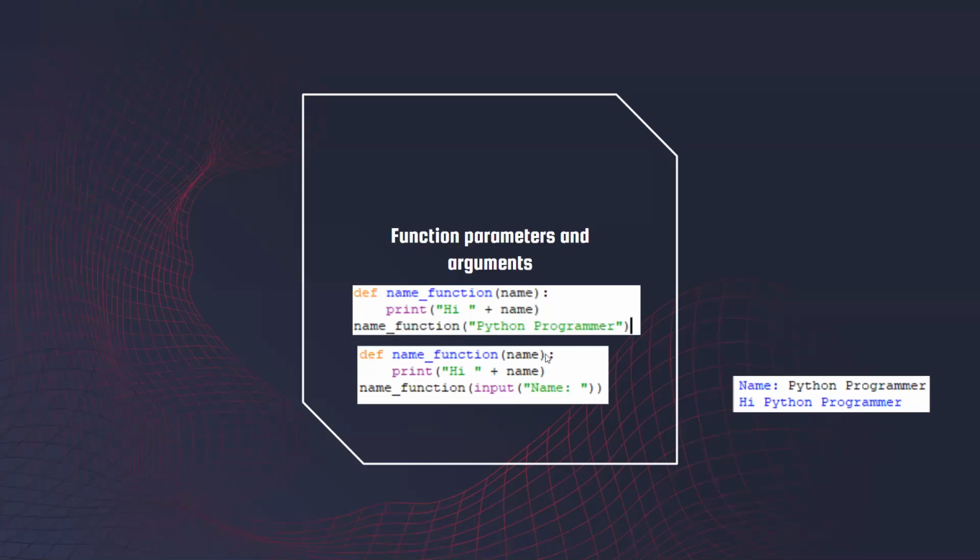Over here, if you wanted to use input, a really easy way to do this is to just put input inside. Just in case you didn't know that, it's a good trick. So for this function, the output would be, first it would ask for your name, Python programmer, then you would say hi Python program.